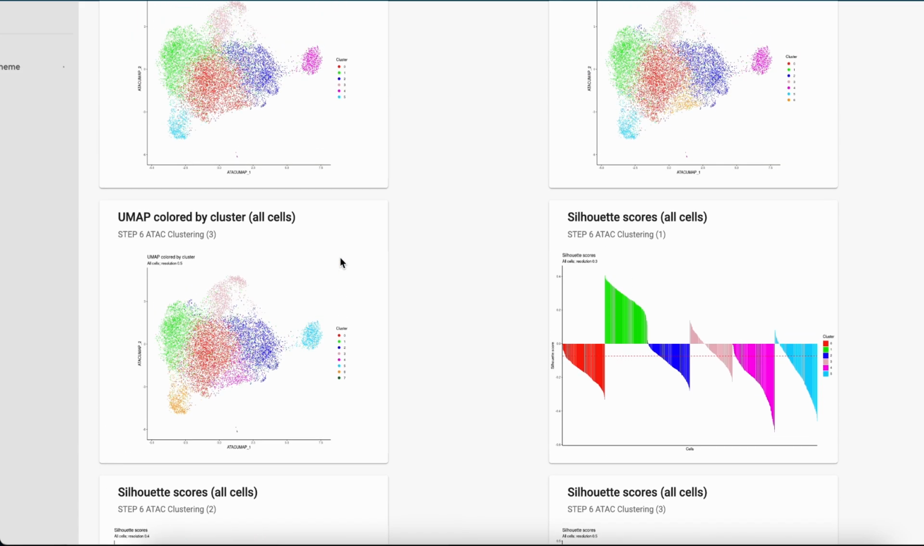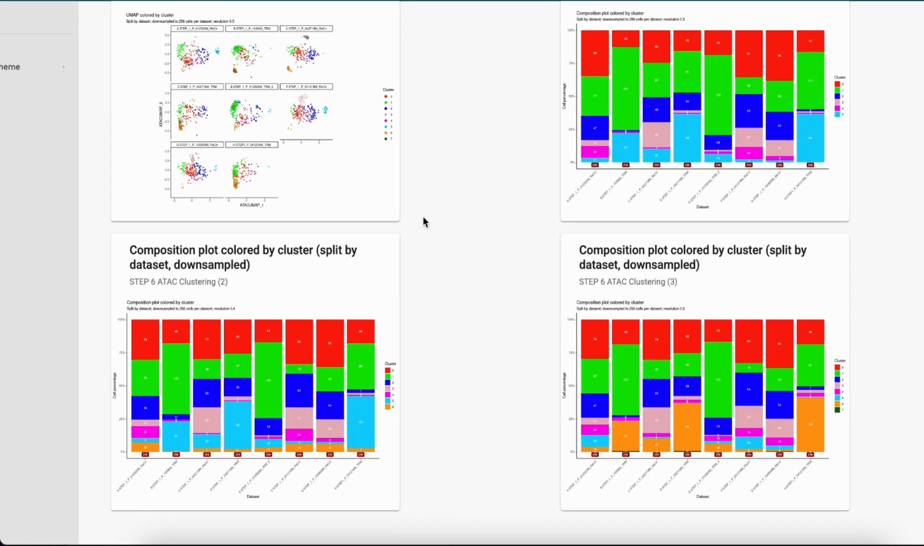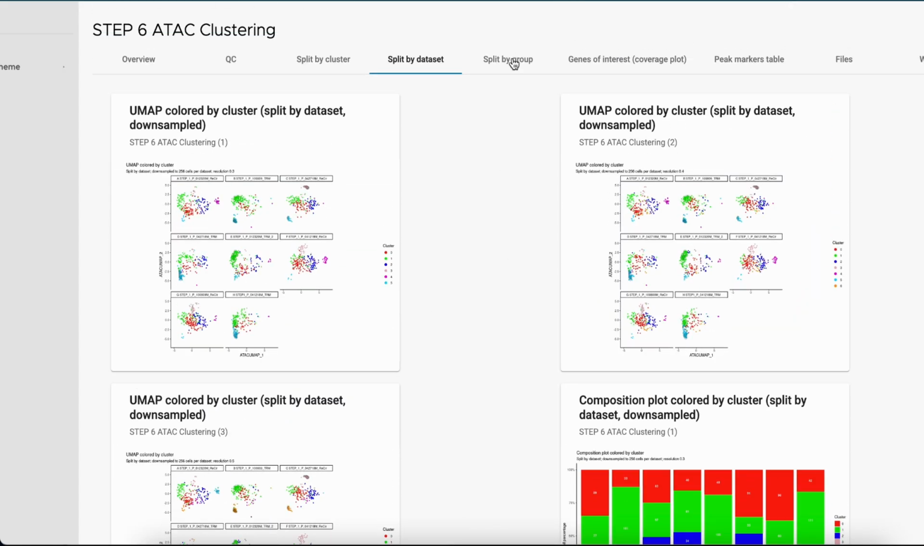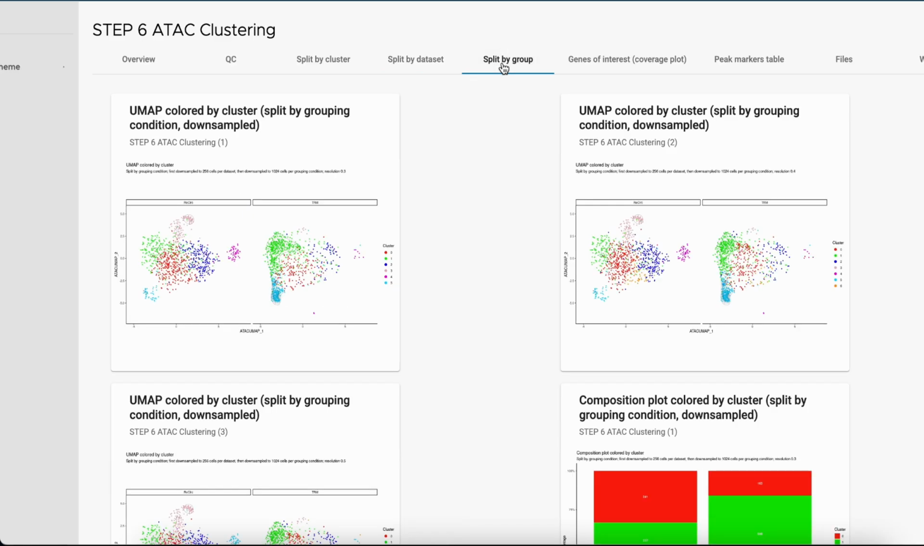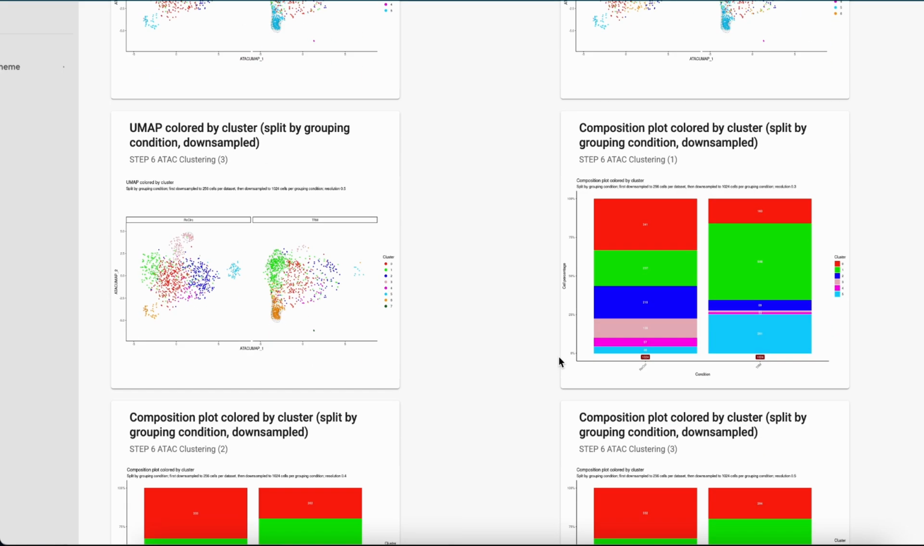There are more tabs that we were reviewing in the single-cell RNA clustering. There is split by dataset, split by group. There are also clusters that are differential between our group, recirculating cells and the TRM cells. Here is the cluster composition.